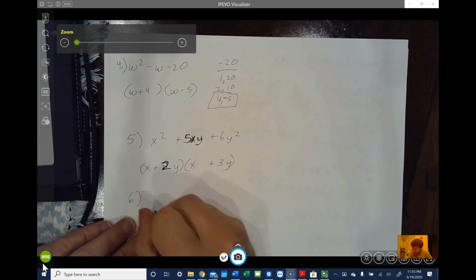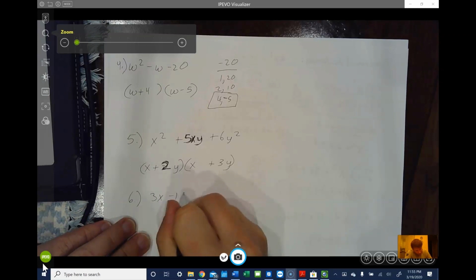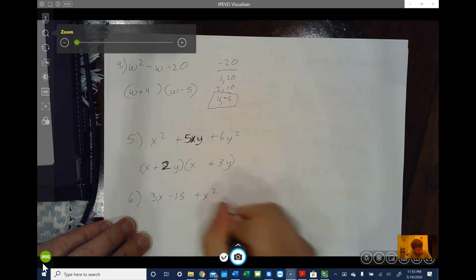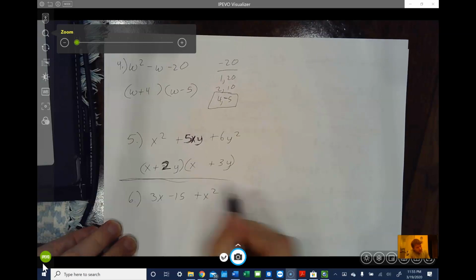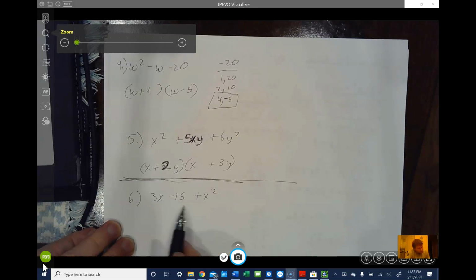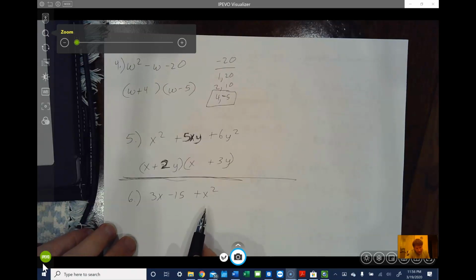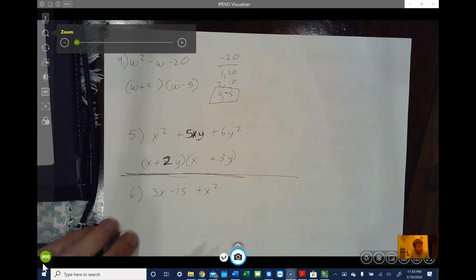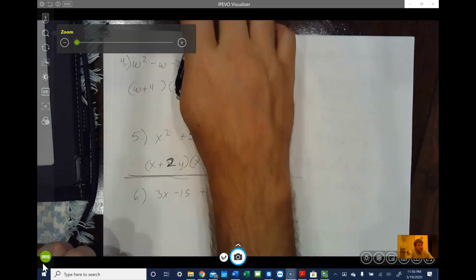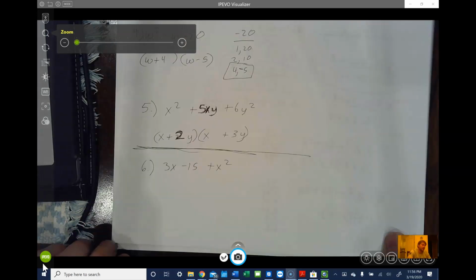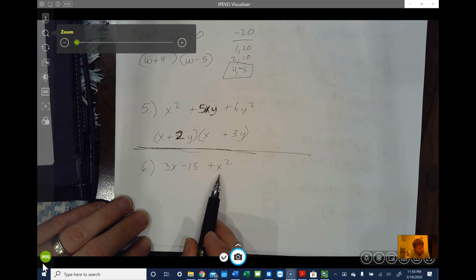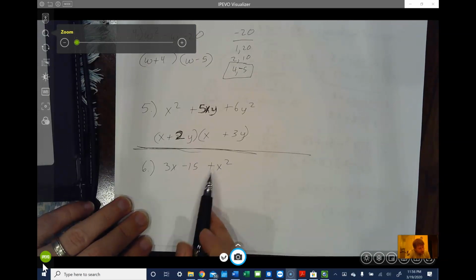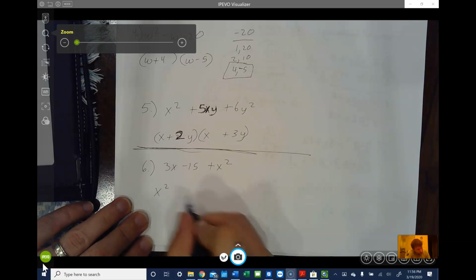Alright, what if we had this? 3x minus 15 plus x squared. Okay, this one looks different than the previous ones. But it's not different, it's just arranged differently. You need to rearrange it to make it look like the rest of the problems we've just done. We need to put it in standard order, which means the highest exponent variable comes first. So I'm going to put the x squared first.